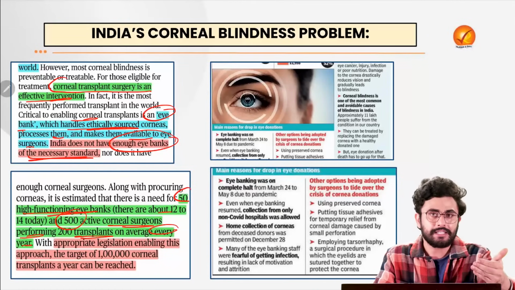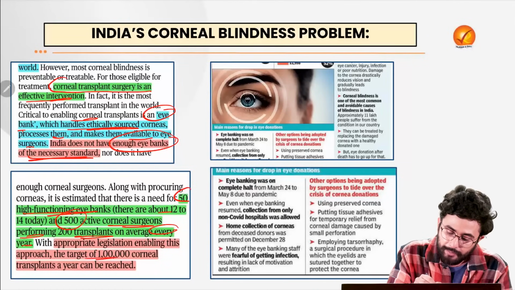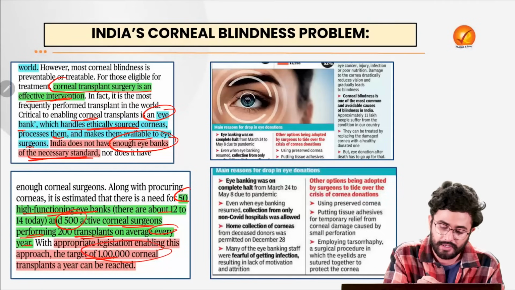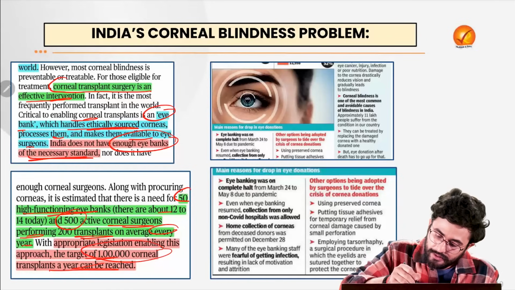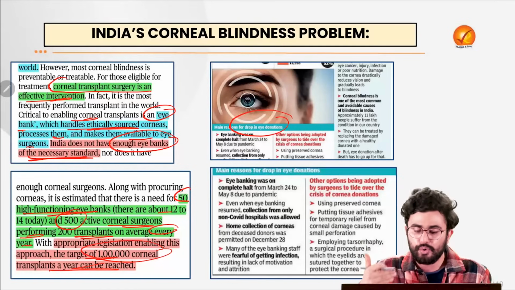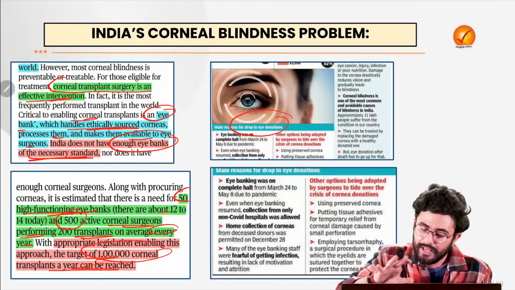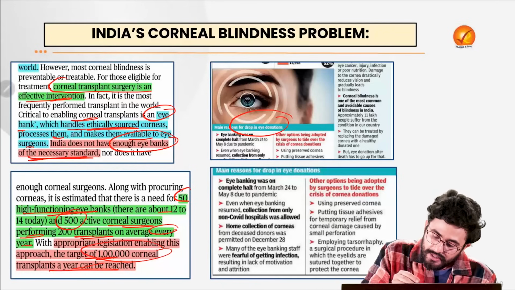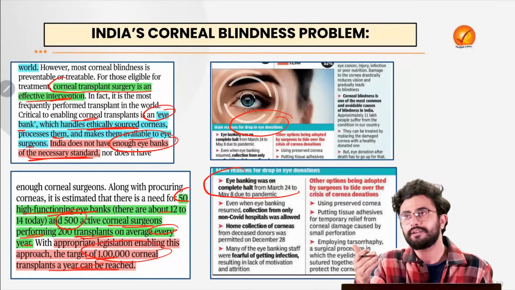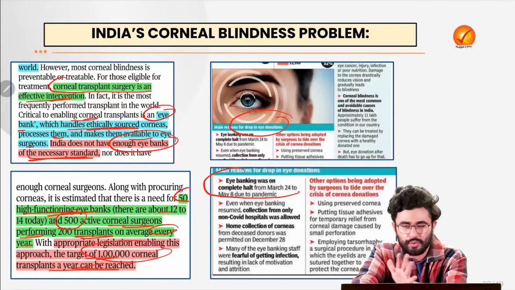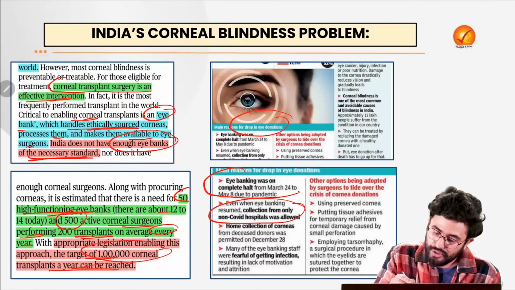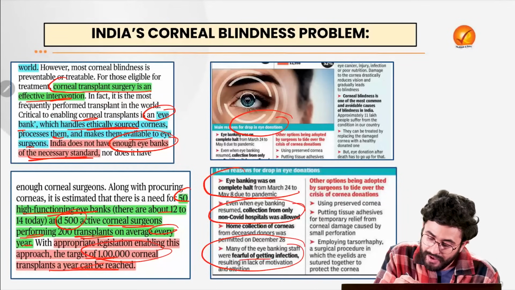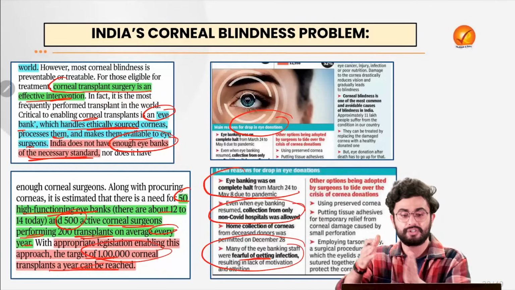So with appropriate legislation, the report suggests that it can enable us to achieve the target of 1 lakh corneal transplants a year. However, if we look at the reasons for the drop in eye donations, there are several. First, there was a halt in eye banking during the pandemic. There is understaffing. There are not enough hospitals, and various people are fearful of getting the infection from the other person, right?